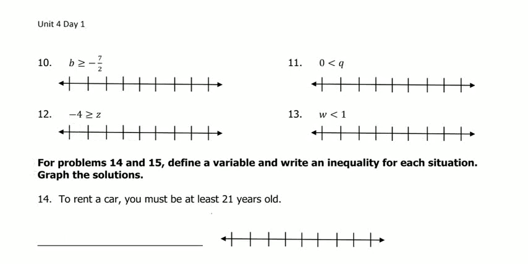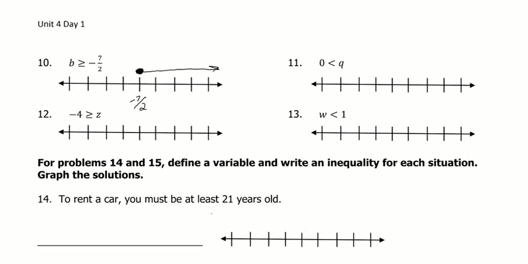Alright, so moving right along here. We're going to start this one at negative 7 halves. So negative 7 over 2 with a darkened dot. And that's going to be b greater than that. So b is everything bigger than negative 7 halves. It's going to go that way.